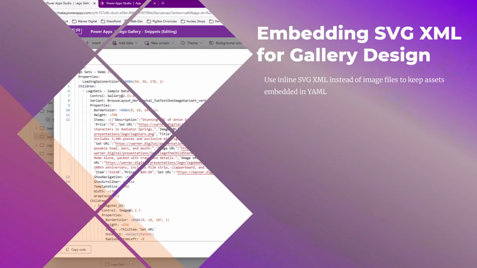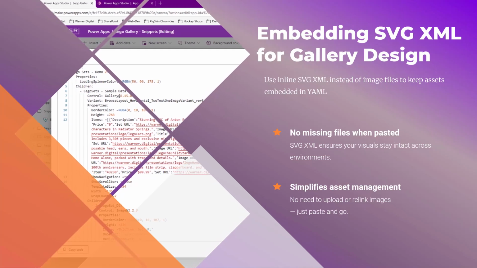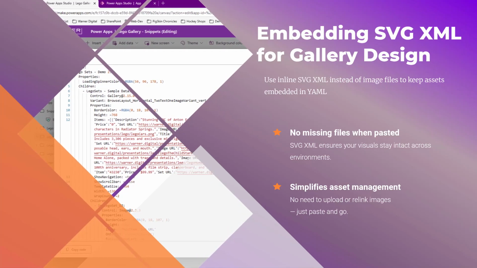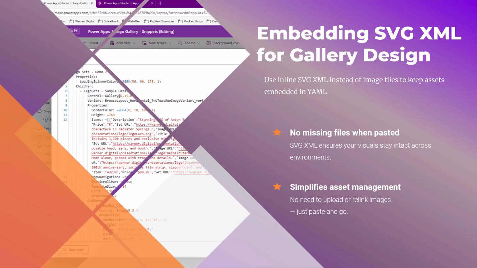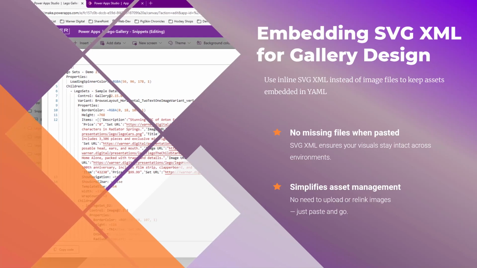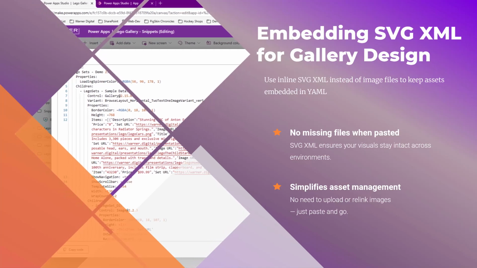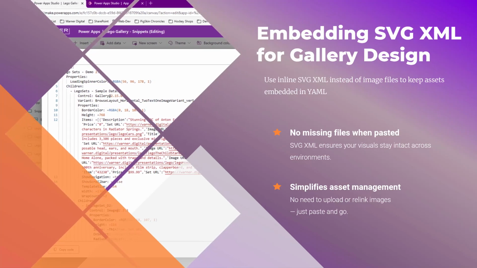Using inline SVG XML means your gallery visuals won't vanish as you move your snippets between apps. So think about it. No missing images, no broken links, just clean embedded assets that follow your design wherever it goes. It saves you from having to track down the image file routine. You just paste and go. No worrying about a bunch of instructions that tell them where to go find the media, upload it, etc.